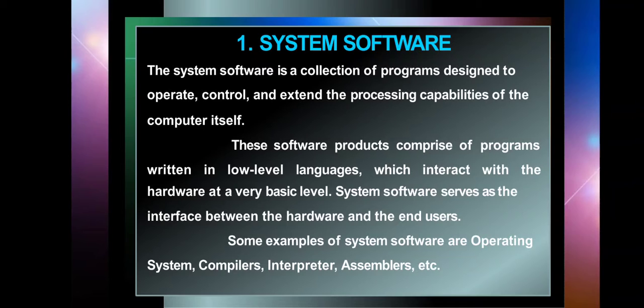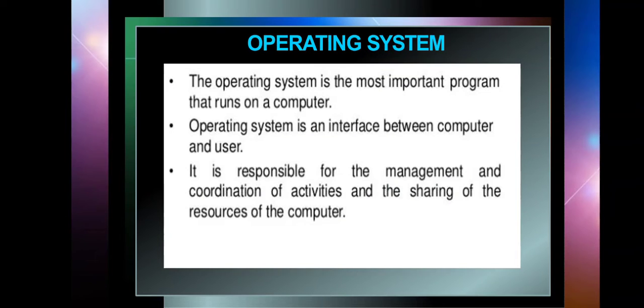Now system software is a collection of programs designed to operate, control and extend the processing capabilities of the computer itself. These software products comprise programs written in low level languages which interact with the hardware at a very basic level. System software serves as the interface between the hardware and the end user. Some examples of system software are the operating system, compilers, interpreters and assemblers, etc.